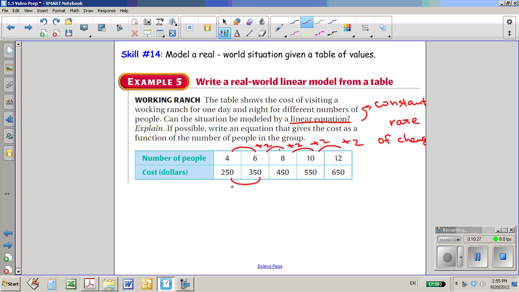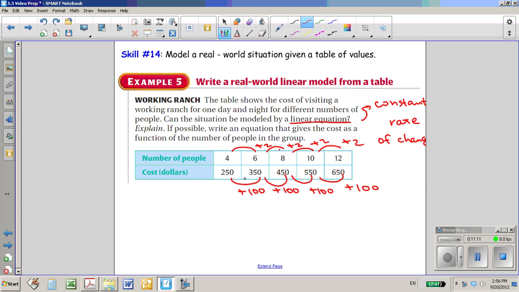So if I went from 250 to 350, I added $100. If I went from 350 to 450, I also added $100. If I went from 450 to 550, it is also $100. And if I went from 550 to 650, it is also $100. And you do have to check all of them, because if these three are 100 but this one is not, then it's not actually going to be linear. So think of this as your rise and your run. Your rise over run should be consistent. So the cost is rising $100 for every 2 people. So rise is 100, run is 2. So it goes 100 over 2, 100 over 2, 100 over 2, 100 over 2. So it's going to be the same.